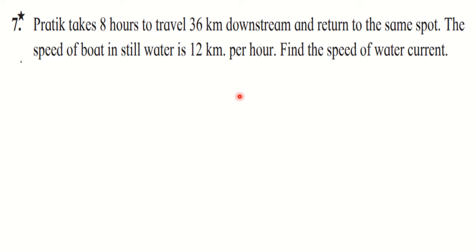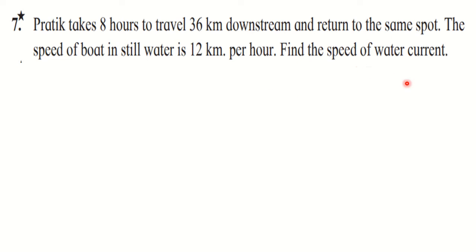When the boat is going downstream, that means in the same direction as the current, the speed of the current is going to support the speed of the boat. So we are going to add that to the speed of the boat. But while coming upstream, it is going to obstruct, or the speed of the boat will decrease. So we have to subtract the speed of the current from the boat while it is going upstream, that means in the opposite direction of the current. Okay, so let us start.